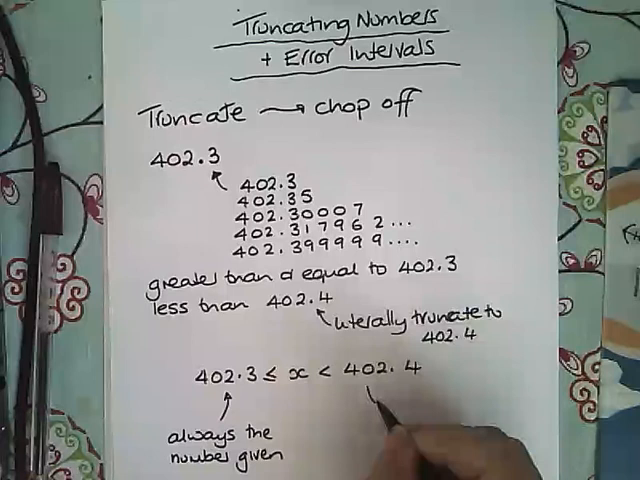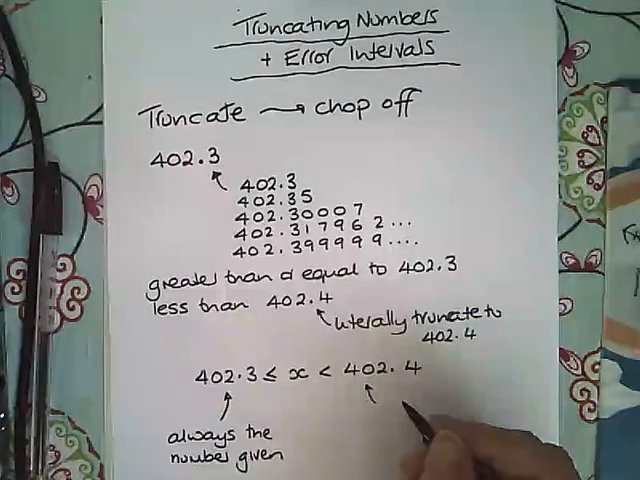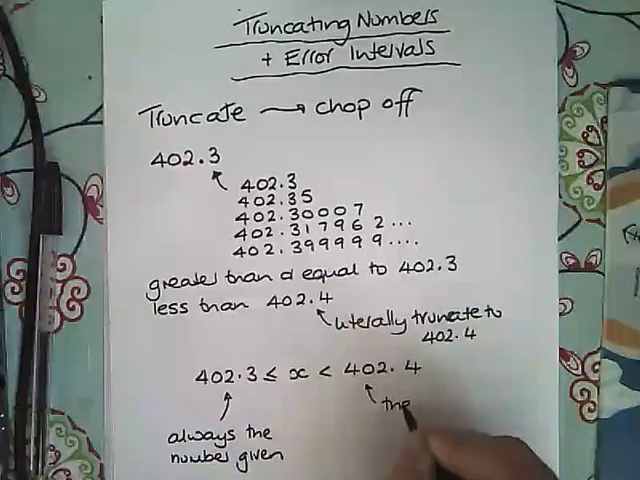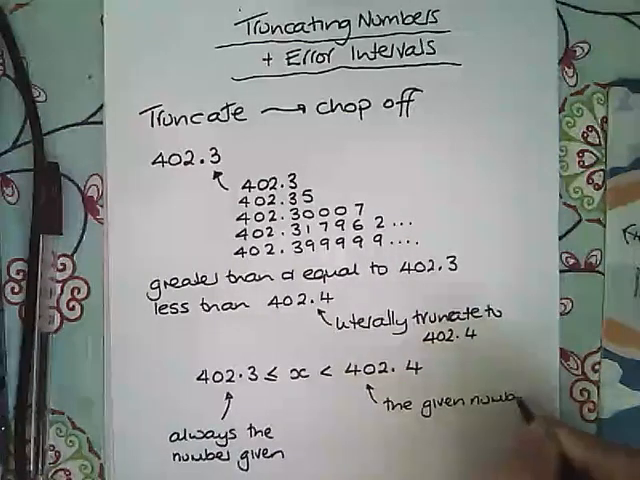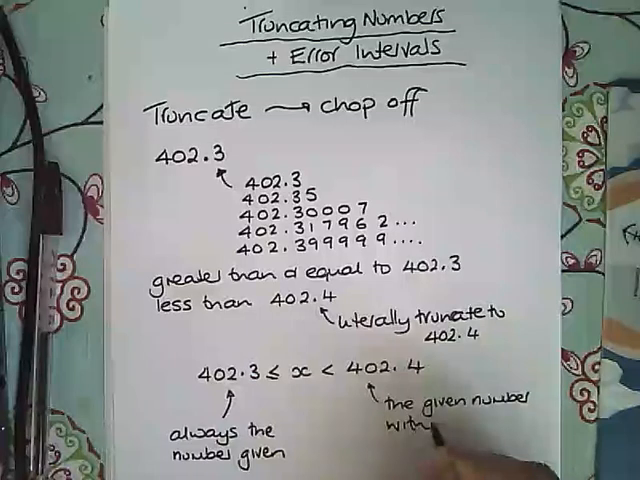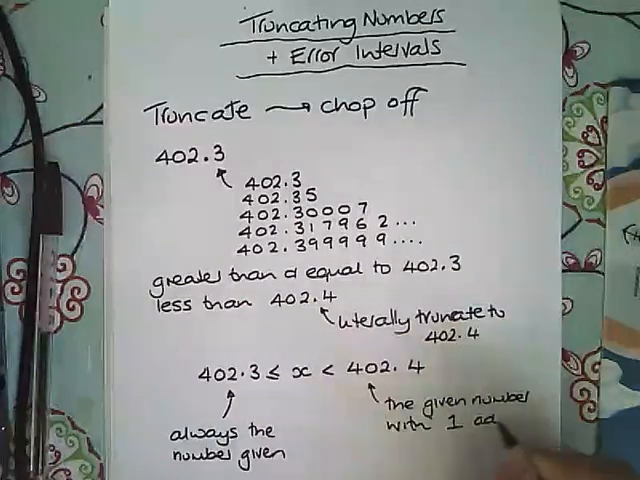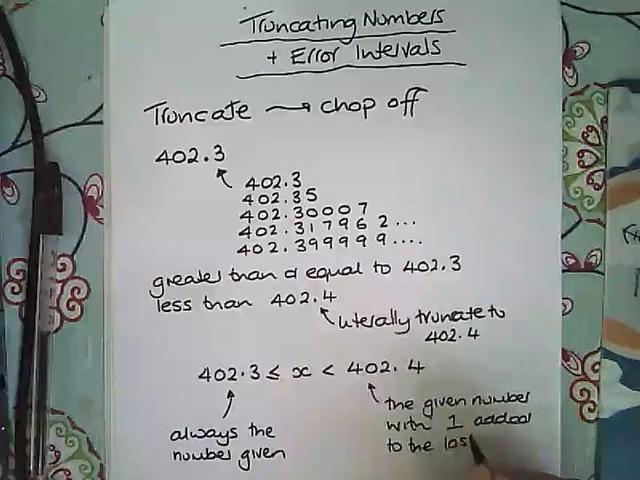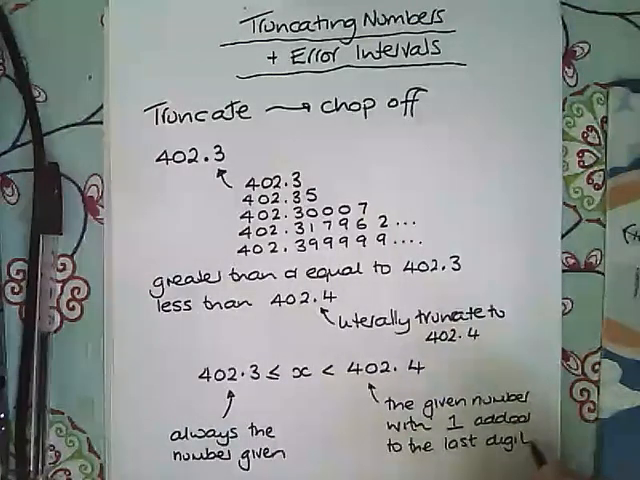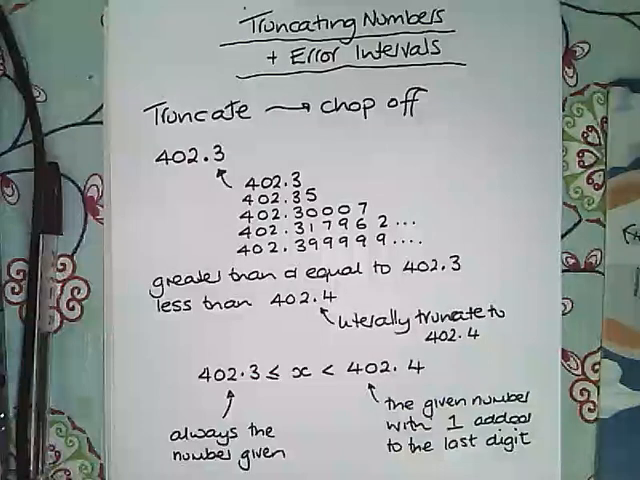And this number is the given number in the question with 1 added to the last digit. And it doesn't have any equals sign there because it only just goes up to it.